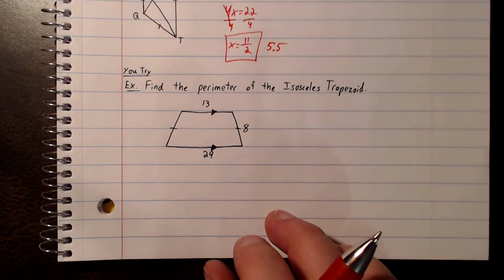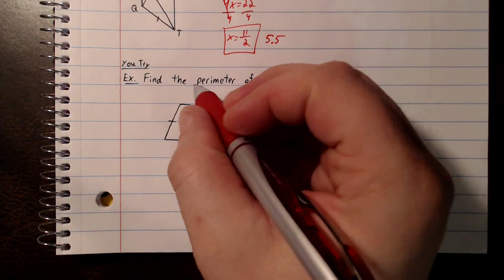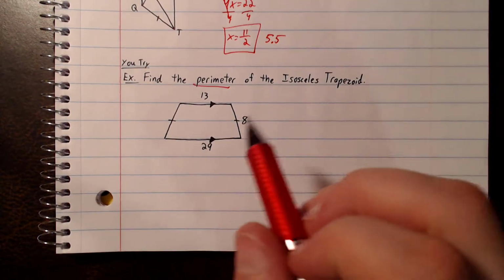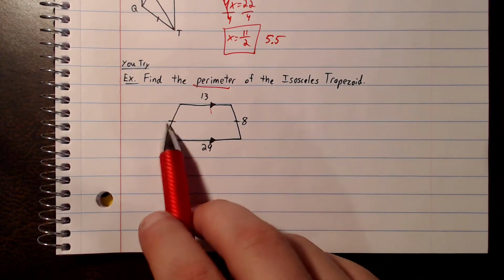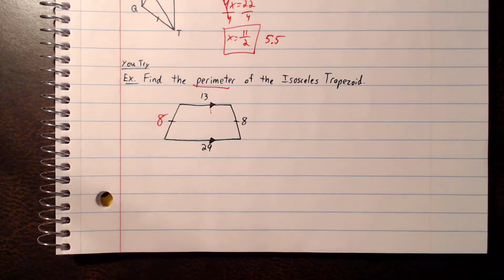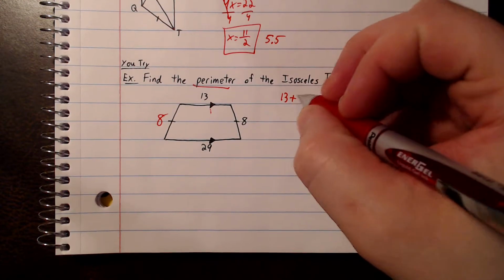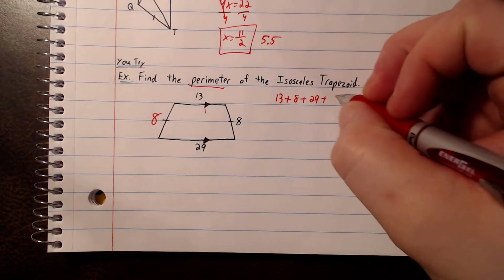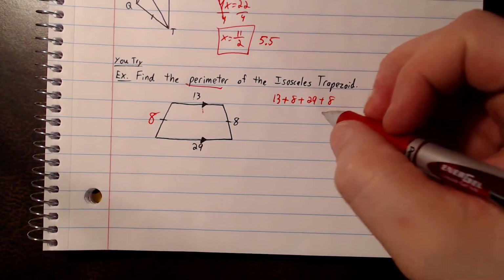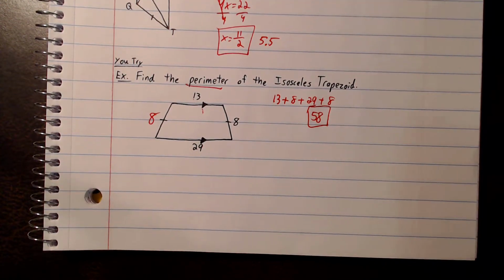Here was the other problem you had. They wanted you to find perimeter. So you need to use a little bit of prior knowledge, right? Perimeter is the entire outside distance. Now we have an isosceles trapezoid, right? Because it shows us that these sides are congruent. So that's going to be 8 right there. All we have to do is just add up those values. 13 plus 8 plus 29 plus 8. You would have gotten 58. Okay, pretty simple stuff to work with isosceles trapezoids, right?